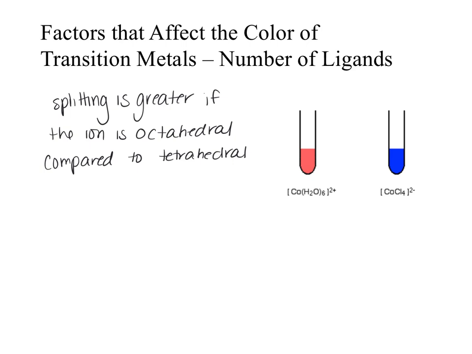A lot of times you can't isolate what is causing the color to change, because there are so many things changing. For example, we have both the identity changing here and the number of ligands surrounding it. So a lot of times when you compare complexes, there's more than one thing that's changing. That's just something to consider.